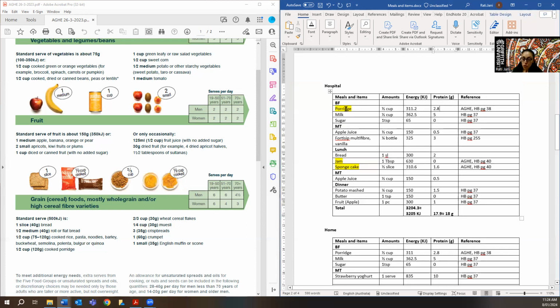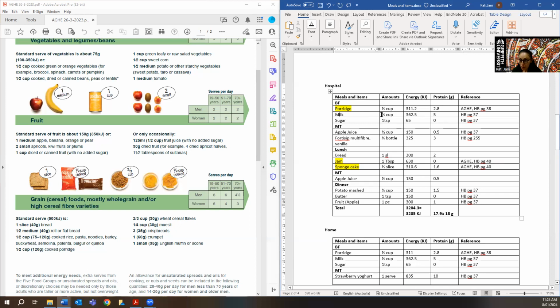Okay. So the porridge has so and so energy, so and so protein. And I have given you the reference as Australian Guide to Healthy Eating because that is what I did first. And then I went to handbook page number 38. All right. So as an examiner, if I look at this, what you have done, this makes absolute sense to me. And I'll be like, okay, fine. Her logic is right or his logic is right. Marks given.